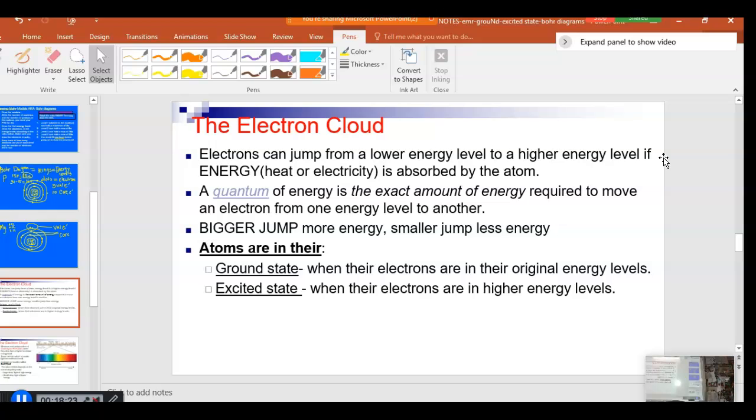So when electrons are on their original energy level, imagine in your brain like your rings, when they are on their original energy level, we say that the atom is in its ground state. When the electrons have jumped to higher energy levels, we say the atom is in its excited state.